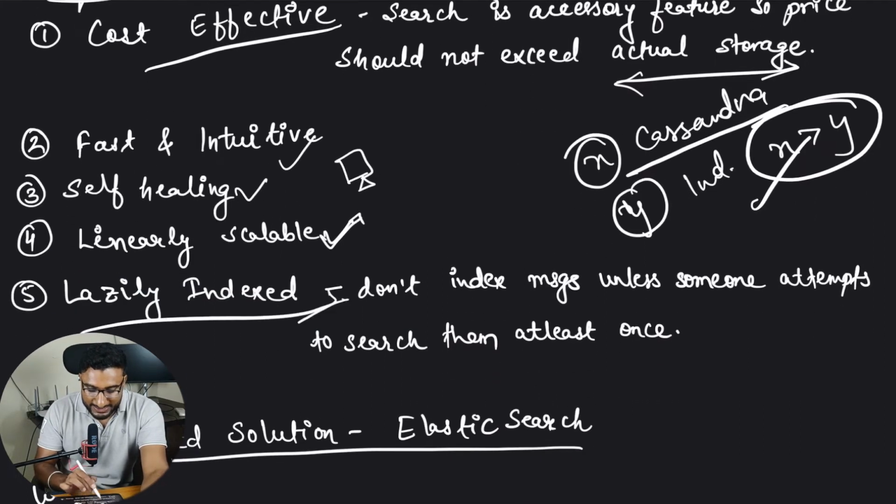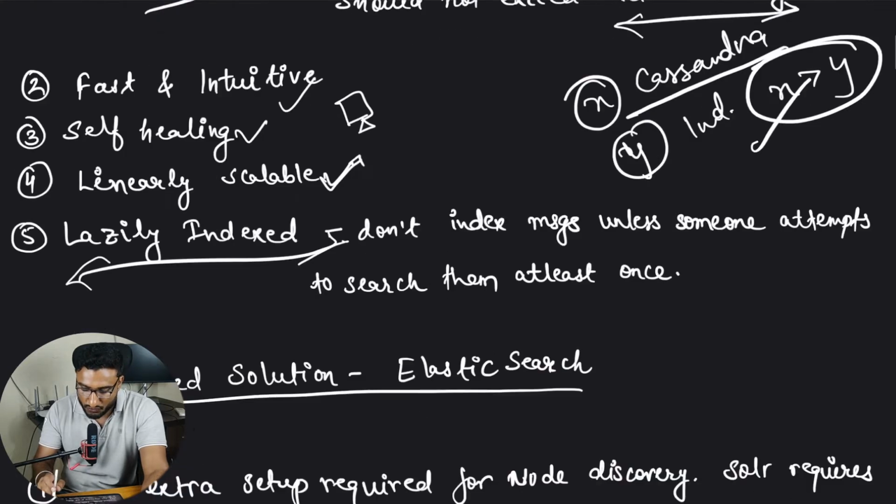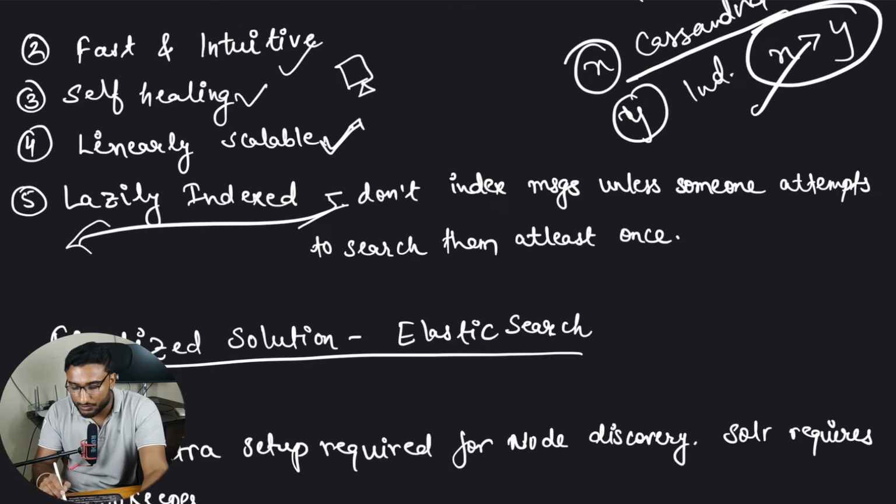Another thing is lazily indexed. When we say lazily indexed, what we mean is I don't want to index all the data. I want to index the data only when it is actually searched for. So whenever a particular person in a Discord server attempts to search for the first time, then I will index this data.